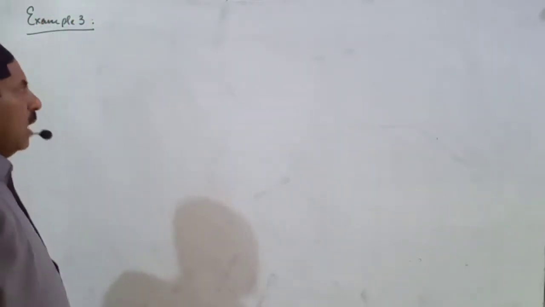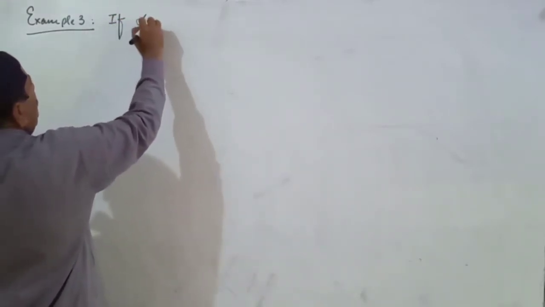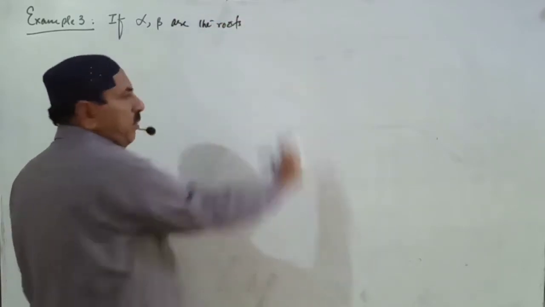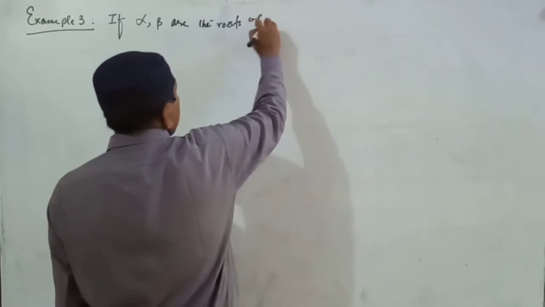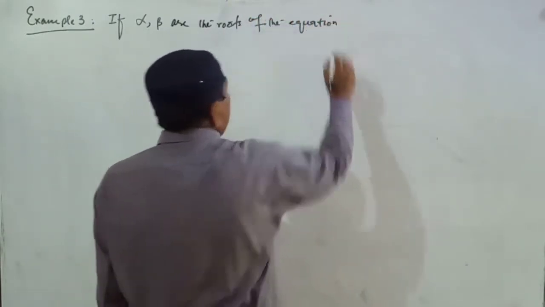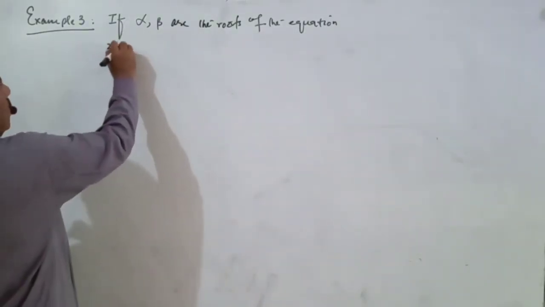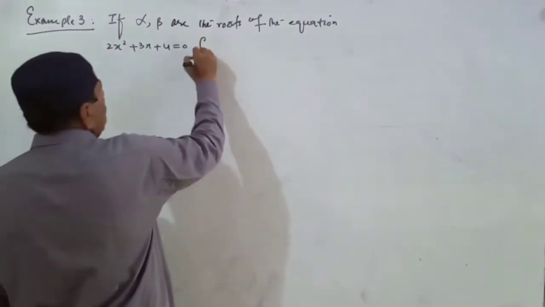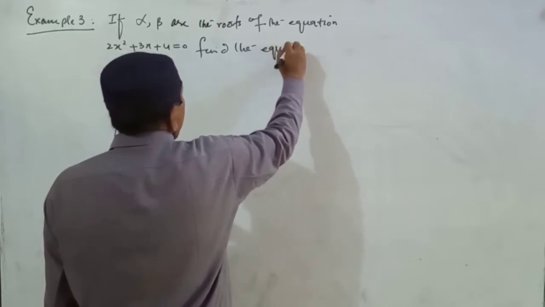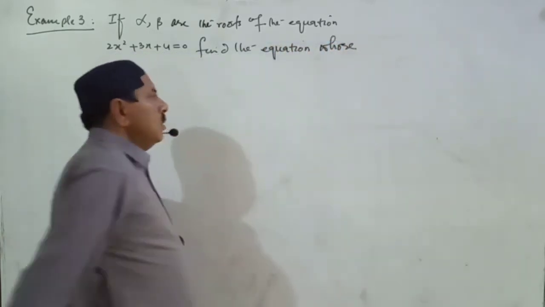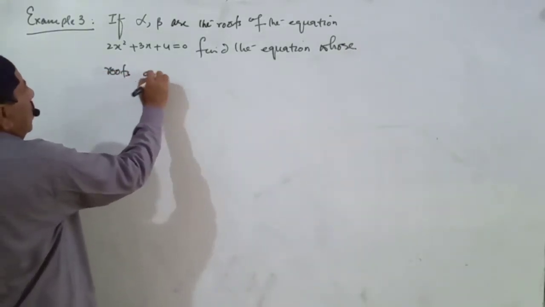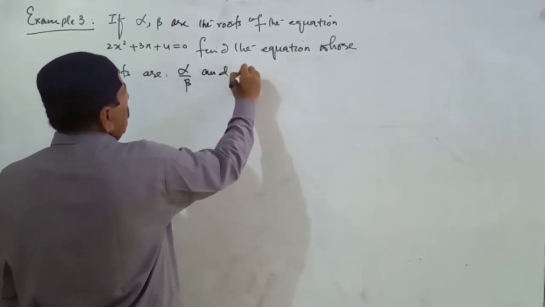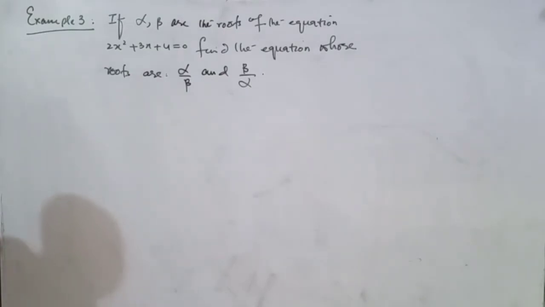Example 3 is: if alpha, beta are the roots of the equation 2x square plus 3x plus 4 is equal to 0, find the equation whose roots are alpha upon beta and beta upon alpha. Solution.